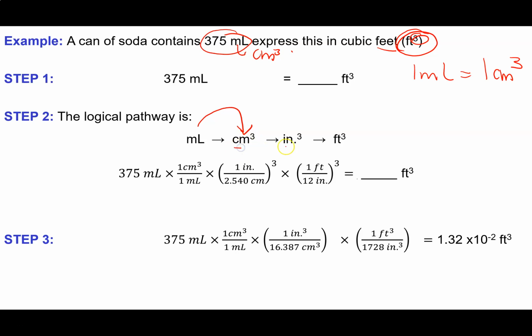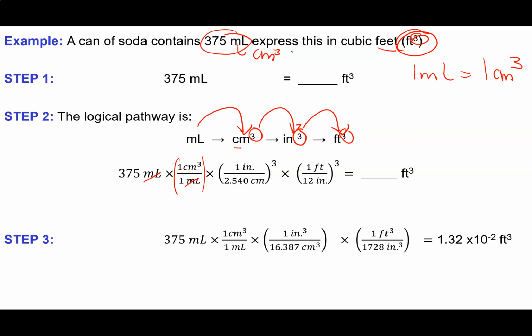And now centimeters is a unit of length. So I'm going to go from centimeters to inches, because in my book is a conversion factor that relates centimeters and inches. And then I know, just from general knowledge, that there are 12 inches in a foot. I'm being really aware that when I do these conversions with the cube there, I'm going to need to cube my conversion factor, okay? So this is my pathway, right? 375 mils, multiply it by the conversion factor that has mils on the bottom and centimeters cubed on the top, and that's kind of a no-brainer.